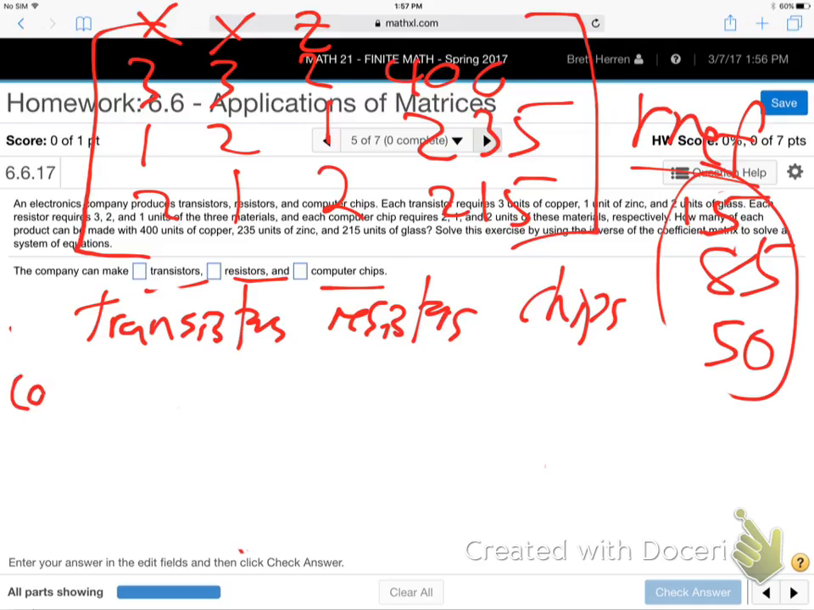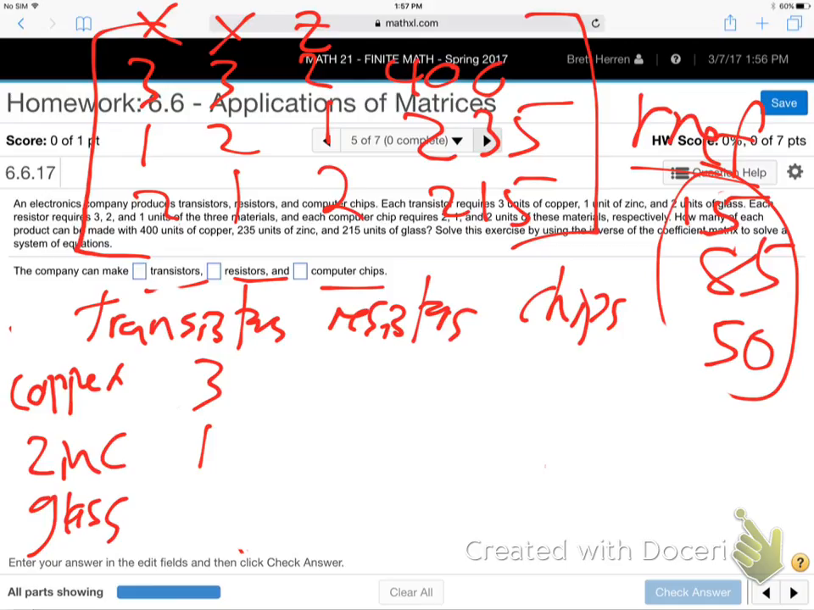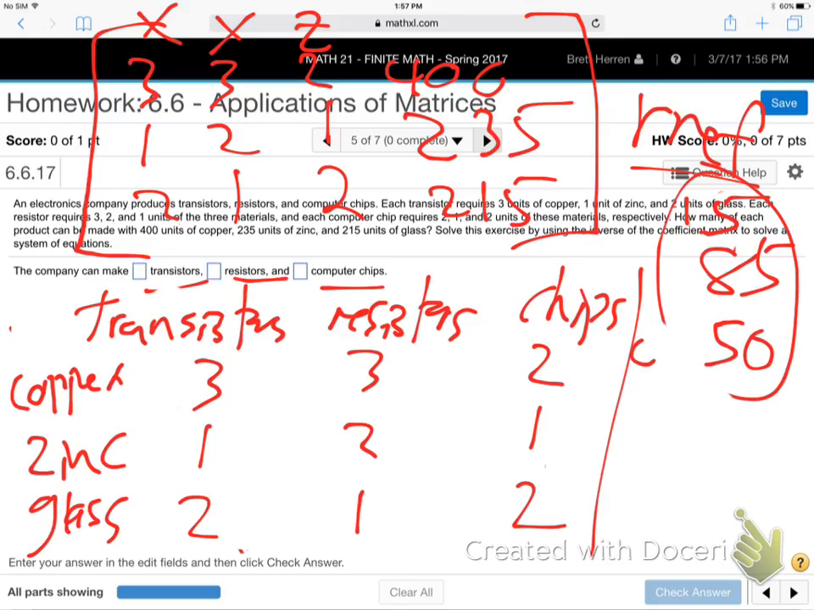And then down, what are the other things? Copper, zinc, and glass, like that. And then it'll be easier, because what does it say about transistors? 3 units of copper, 1 unit of zinc, 2 units of glass. And then 3, 2, 1, and 2, 1, 2. And the total over here is 400 for copper, 235 for zinc, 215. That way it'll go straight into a matrix. You don't have to turn anything.